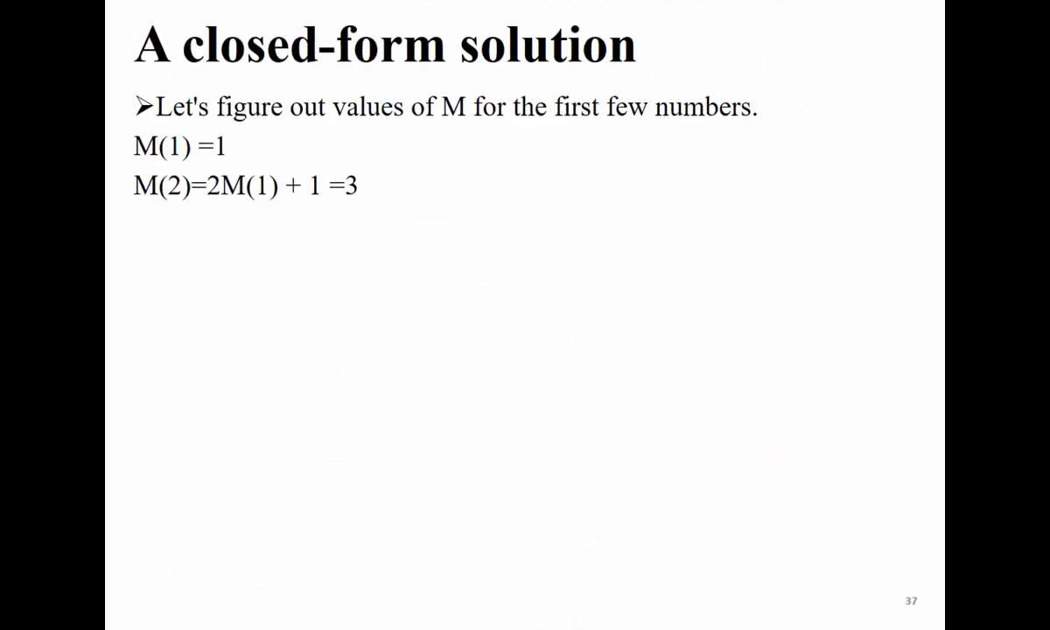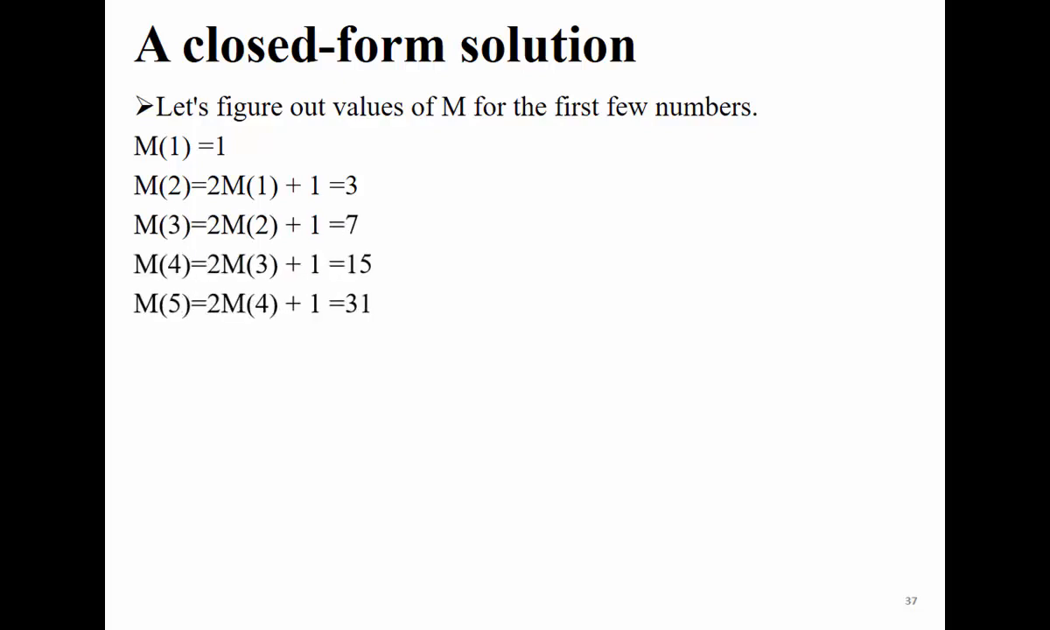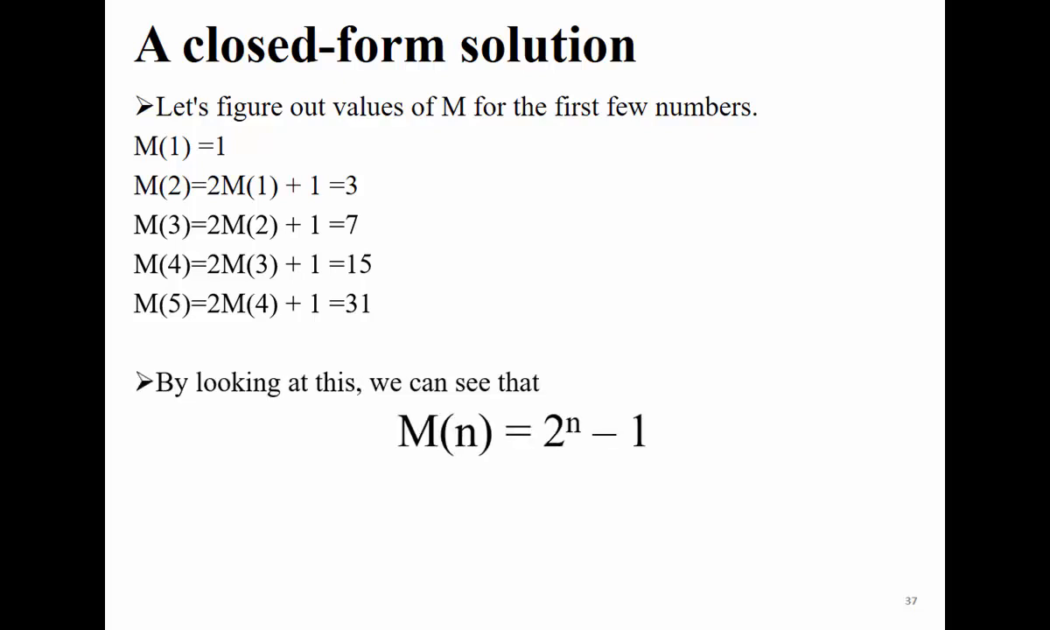Let us take the number of movements for some values of n. If we have only 1 ring, then we're going to do 1 movement. If we have 2 rings, we need 3 movements. If we have 3 rings, we need 7 movements. We just saw that in the previous example. 4 rings, we need 15 movements. 5, we need 31. Did you see the pattern here? The pattern is, for n, 2 to the power n minus 1. 2 to the power 5 is 32, minus 1 is 31. 2 to the power 4 is 16, minus 1 is 15.